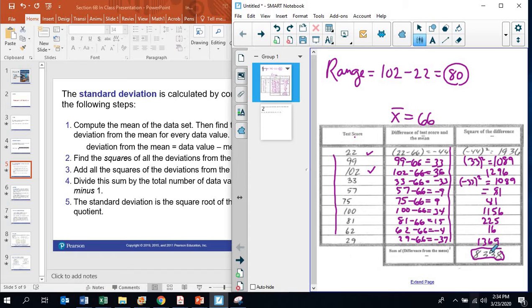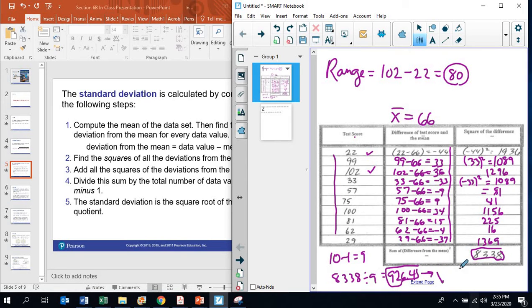All right. So according to the step-by-step process, with all the squares, you divide the sum by the total number of data points minus 1. There are 10 data values over here. We subtract 1 from that and get a 9. So we take 8,338 and divide that by 9 in our calculator. You end up with 926.4 repeating, so we'll just leave it at this. This is not our answer, this is our variance.